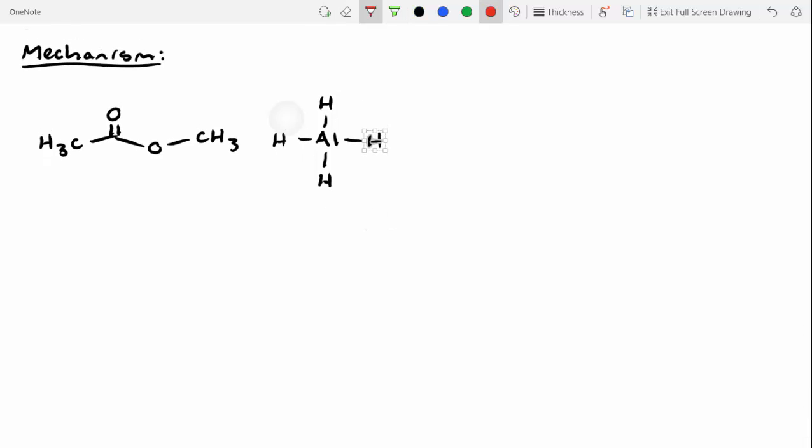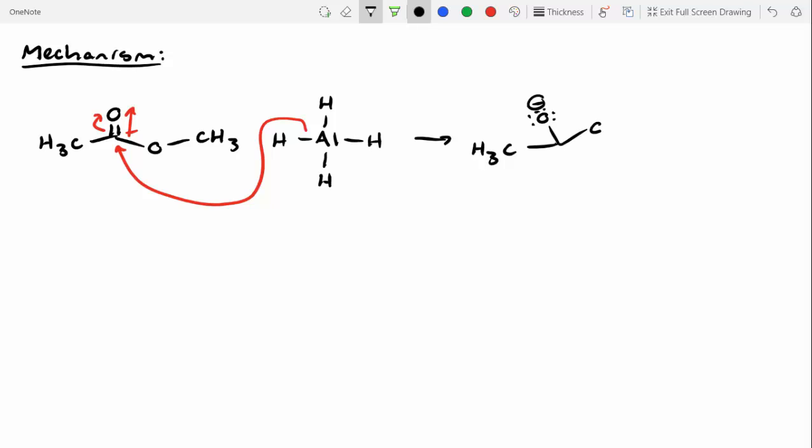We've got a big dipole. Yeah, exactly. The hydride, just like we saw before, will attack that central carbon on our carbonyl. It's going to kick up electrons onto that oxygen. Now we've got an oxygen with a negative charge. We've got an OCH3 group on there still. And we've got this hydrogen.